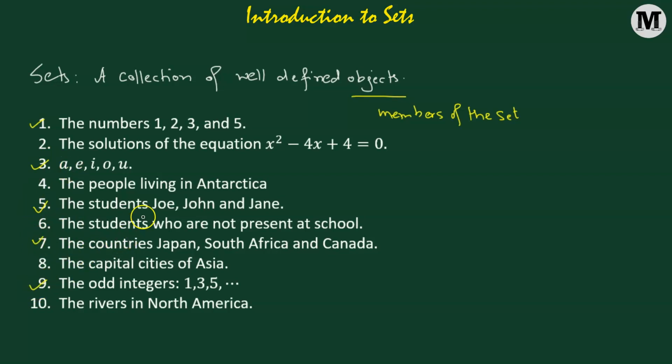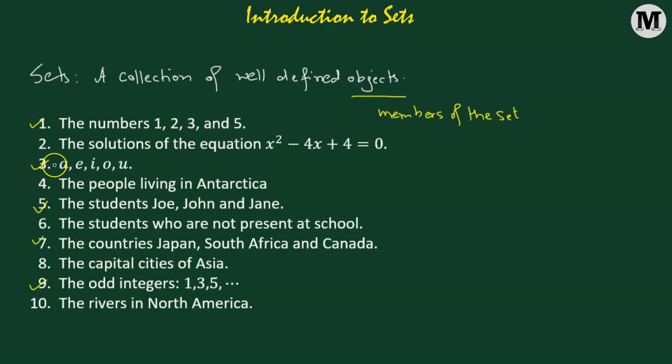These 5 odd numbered examples are defined in the sense that here the members of the set are listed. For instance, if we look at the first example, the numbers 1, 2, 3 and 5. That means here we are considering a set which contains the objects 1, 2, 3 and 5. So here we have listed the 4 objects of the set, or the members of the set.